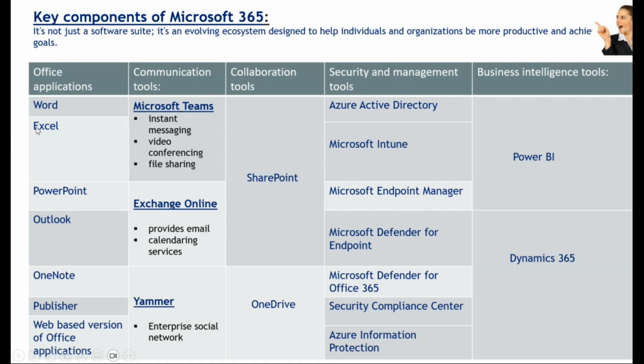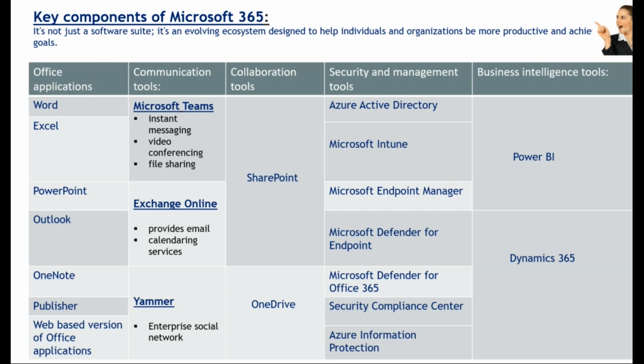Okay, let's move to the next one, which is communication tools. Again, Microsoft Teams. For instant messaging, video conferencing, file sharing, you can use Microsoft Teams. Exchange Online to provide email and calendaring services. Yammer for the enterprise social network. So communication tools, these three are the communication tools. And as I told you, I'm not giving the complete services. They have got n number of other services as part of Microsoft 365. It again depends upon the subscription you have purchased, the plan you have purchased.